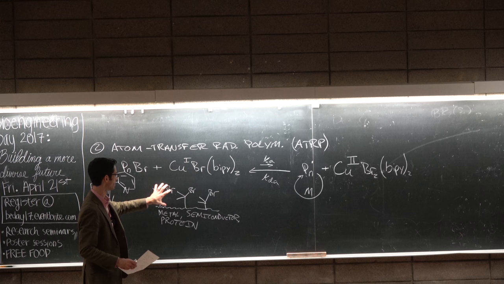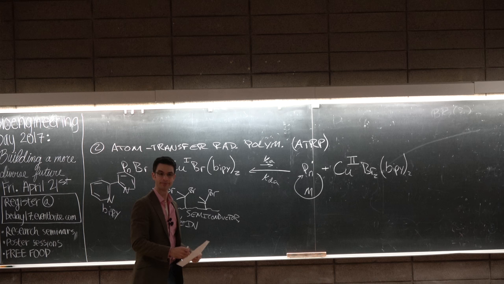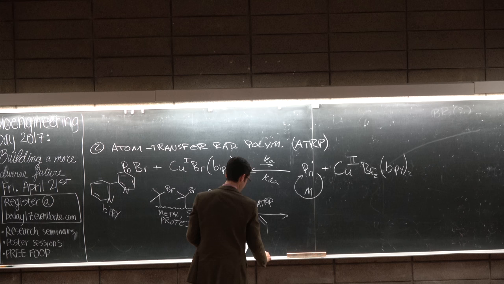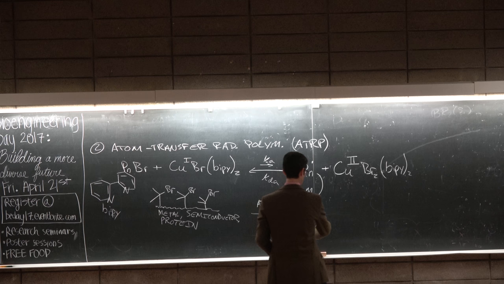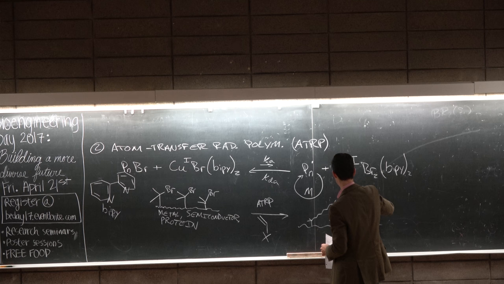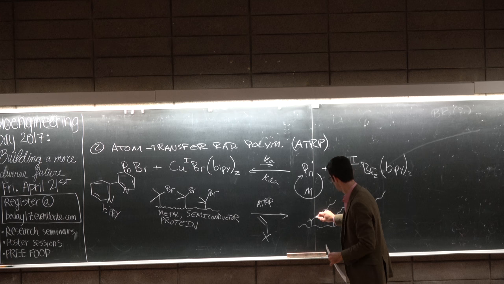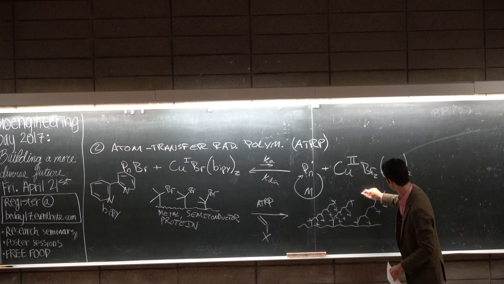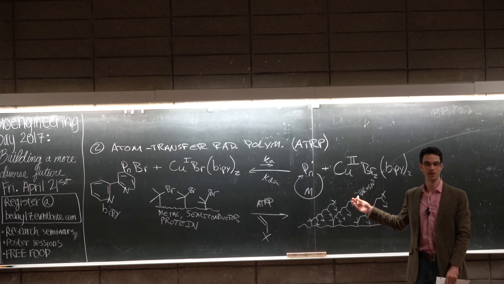Yes. In this case, we have multiple adjacent initiator groups on the same surface. So if we do ATRP and we add in some vinyl monomer, what we end up with are these growing polymer chains, and this is called a polymer brush that we've made because we've functionalized the surface with the ATRP initiator.